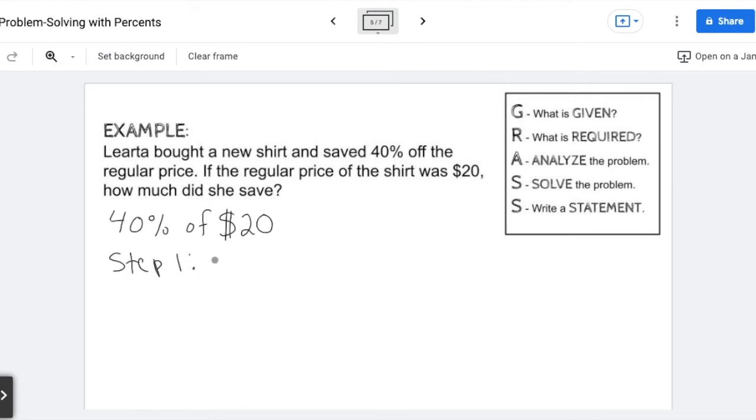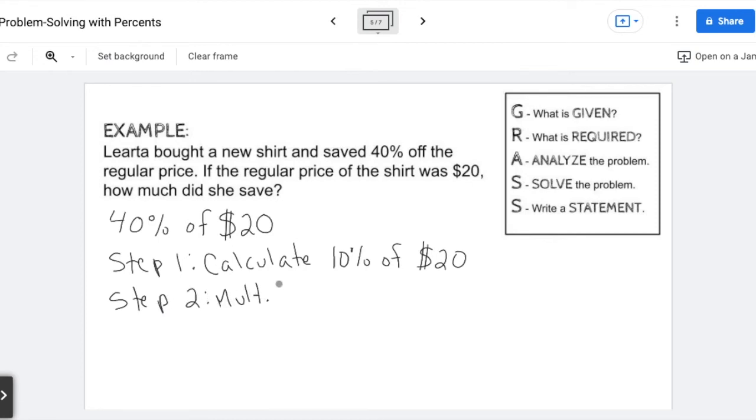Step 1, we could calculate 10% of $20. And then I know 10% times 4 will give me 40%. So step 2, I can multiply by 4. So let's actually do those steps now.